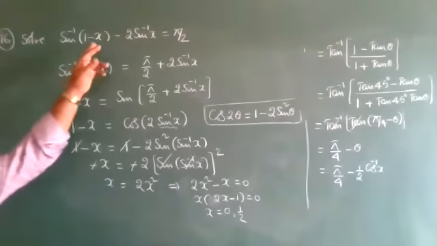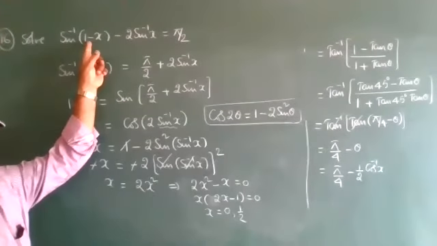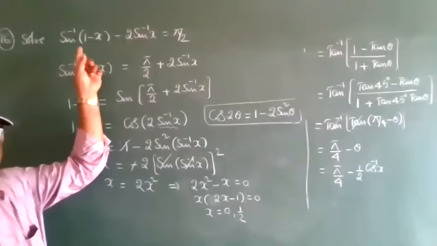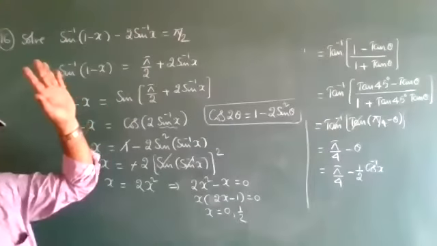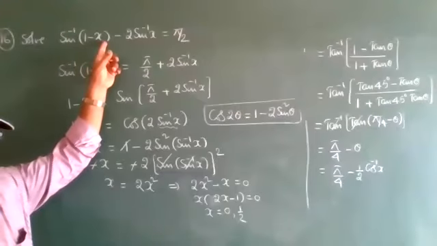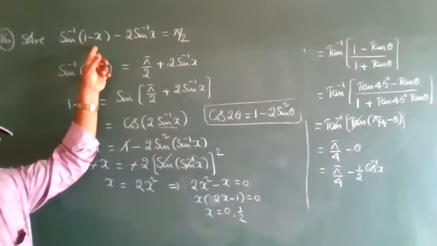Is 0 satisfied or not satisfied? See, x is replaced by 0. Sine inverse of 1 is 90. x is replaced by 0, it is 0. Therefore, 90 we are getting. Okay? Now check whether half is also satisfied. 1 minus 1 by 2 is 1 by 2. Sine inverse 1 by 2 is 30 degrees.